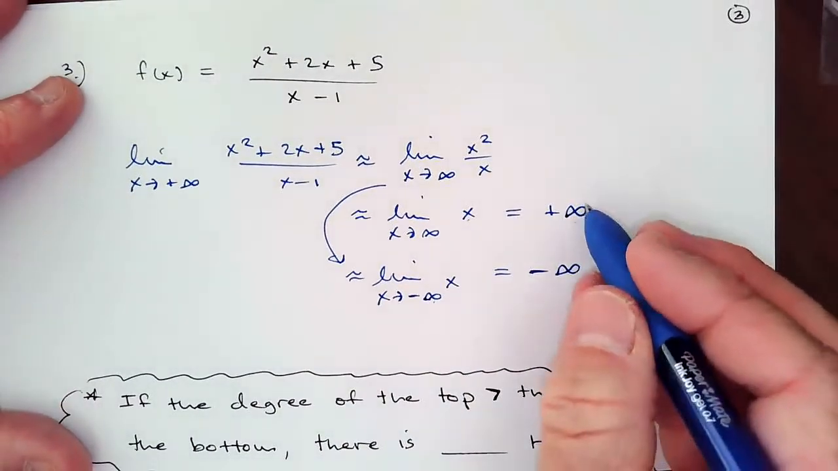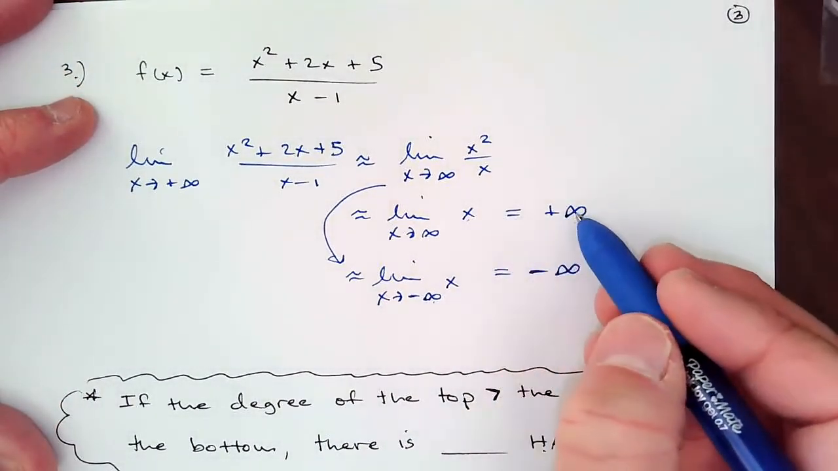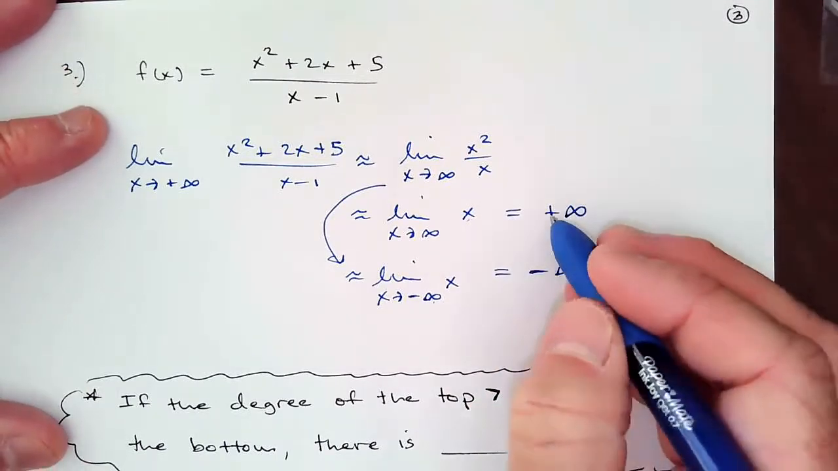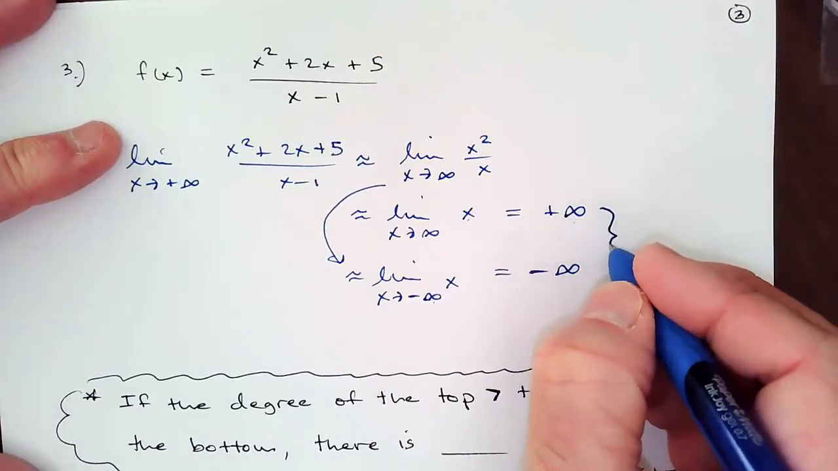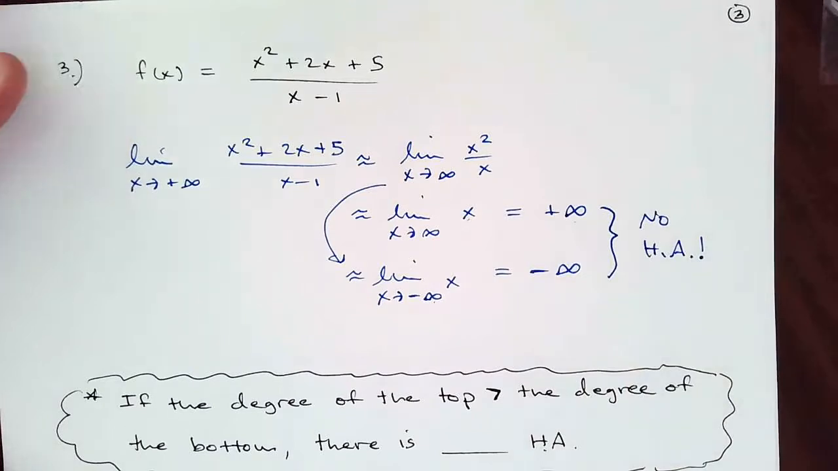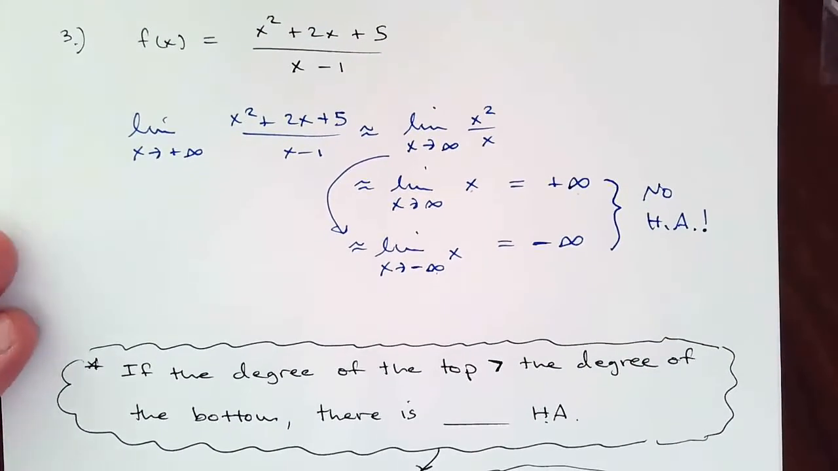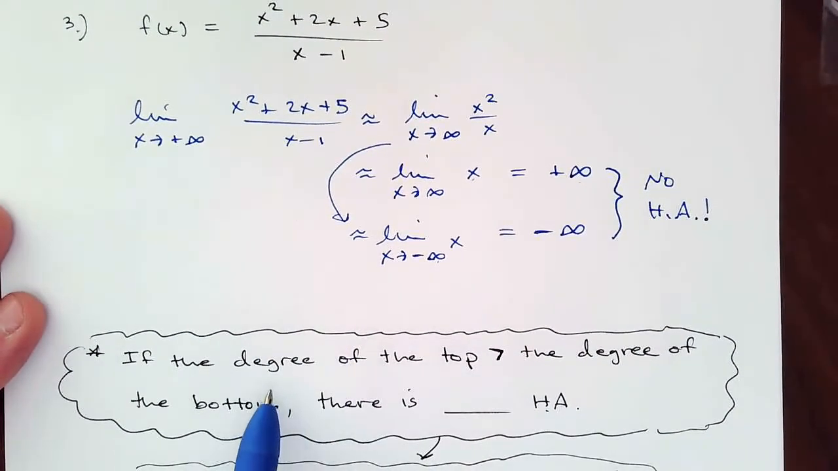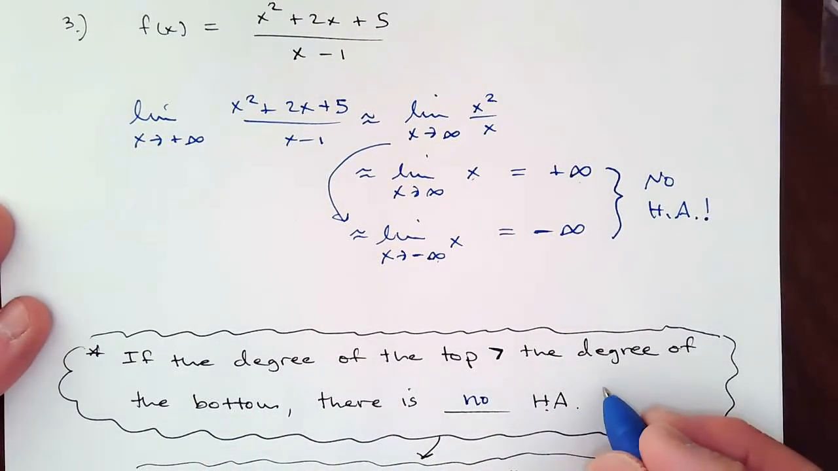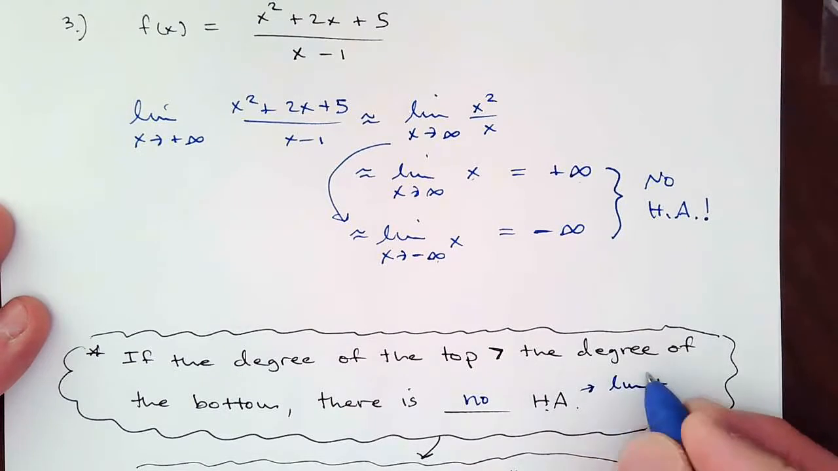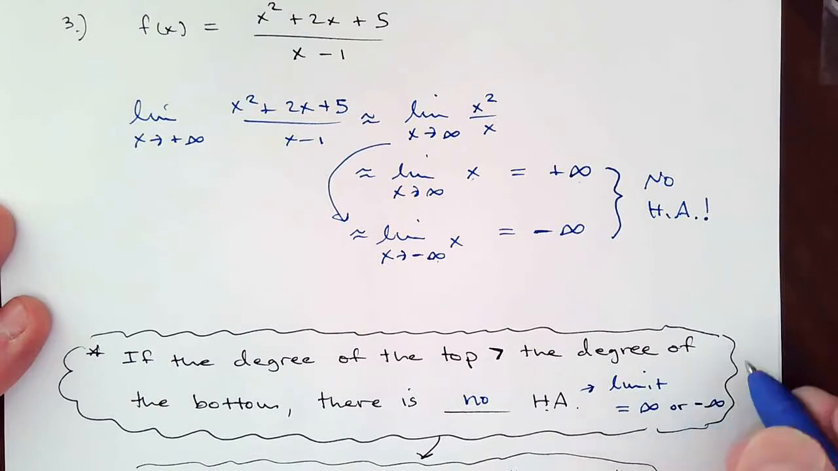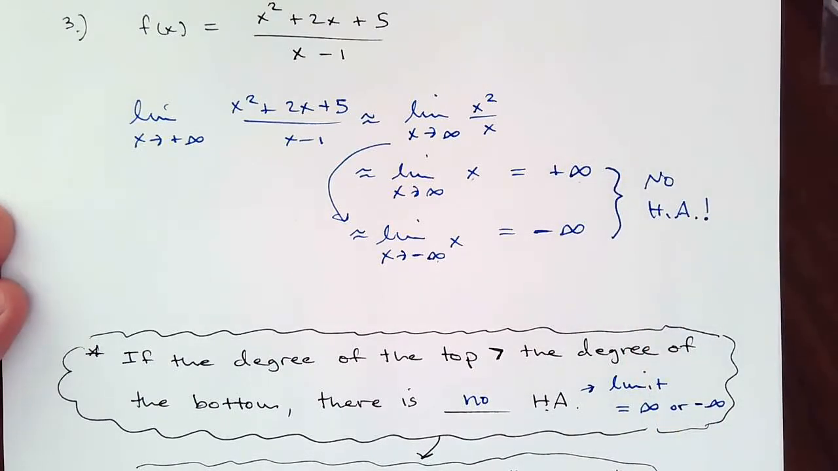So the only way you'd get a horizontal asymptote is if your limit was equal to a number. That would say your y values are starting to level out at some number. If you get infinity, either one of these, that's basically telling us there is no horizontal asymptote for this function. So we could generalize here: if the degree of the top is greater than the degree of the bottom, there is no horizontal asymptote, and your limit will be equal to either positive infinity or negative infinity. It kind of depends on where x is approaching.